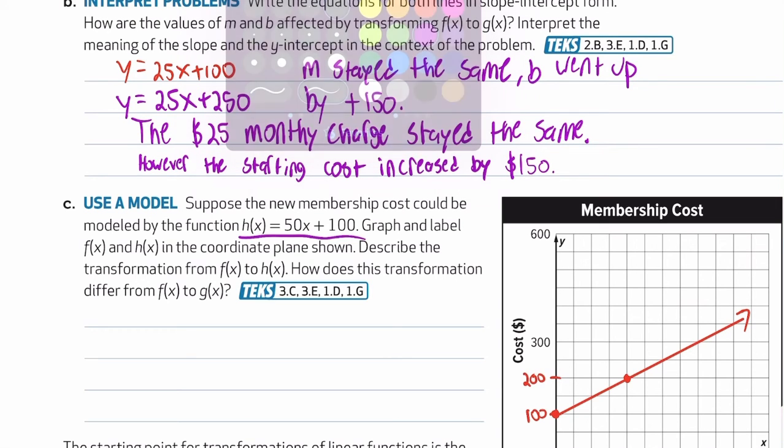Now let's graph the purple one. The difference is we're starting at the same $100. And instead of increasing by $25 a month, we're going to charge $50 a month. So that means 1 month later, I'll go up 50. 2 months later, I'll be $100 more. 3 months later, I'll be there and there. And let's connect these.